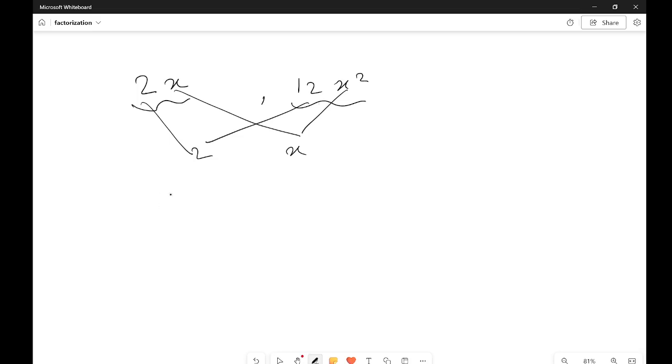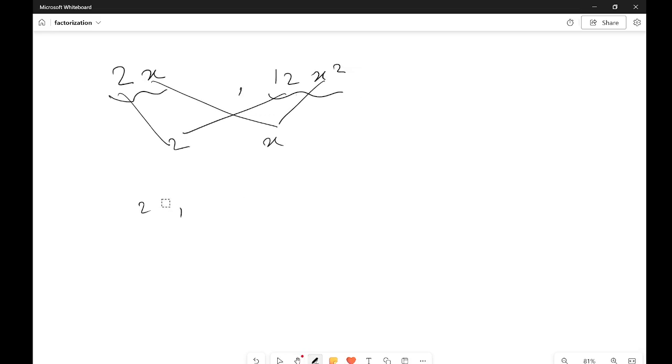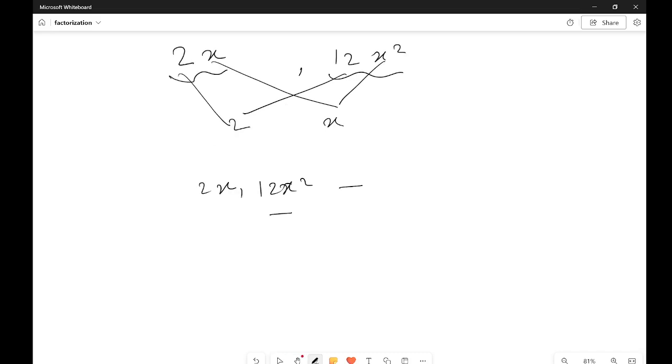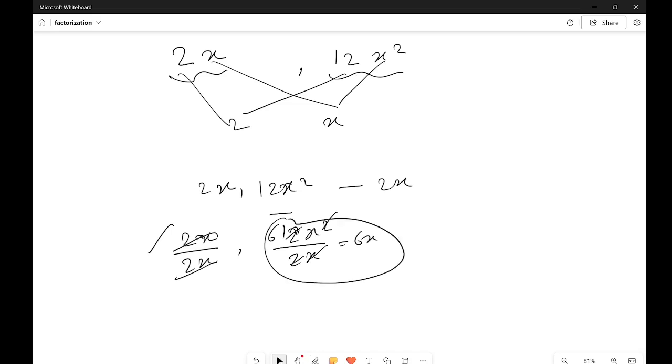So basically the common between 2x and 12x square is 2x. I can divide 2x by 2x, and 12x square by 2x as well. This will go one time, and the other will be 6x. So the common between 2x and 12x square is 2x, and dividing gives 1 and 6x.